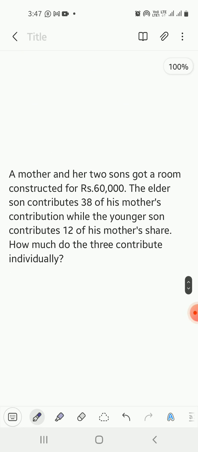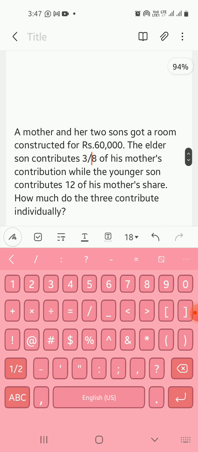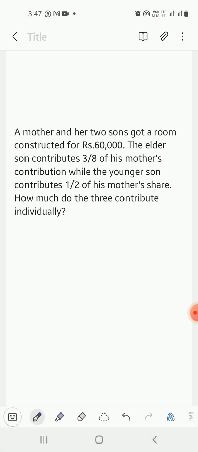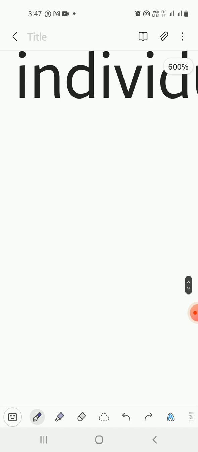A mother and her two sons got a room constructed for rupees 60,000. The elder son contributes 3 by 8 of his mother's contribution, while the younger son contributes 1 by 2 of his mother's contribution. How much do the three contribute individually? So firstly, the total expense incurred on constructing a room was 60,000.